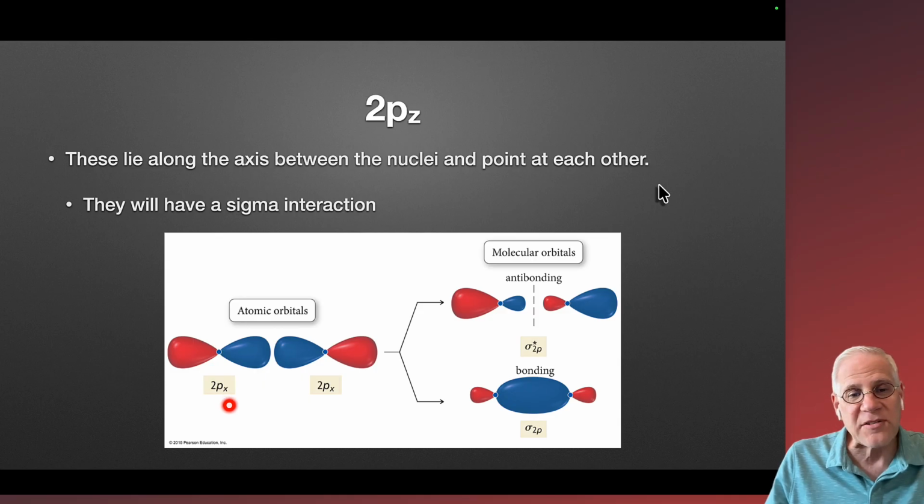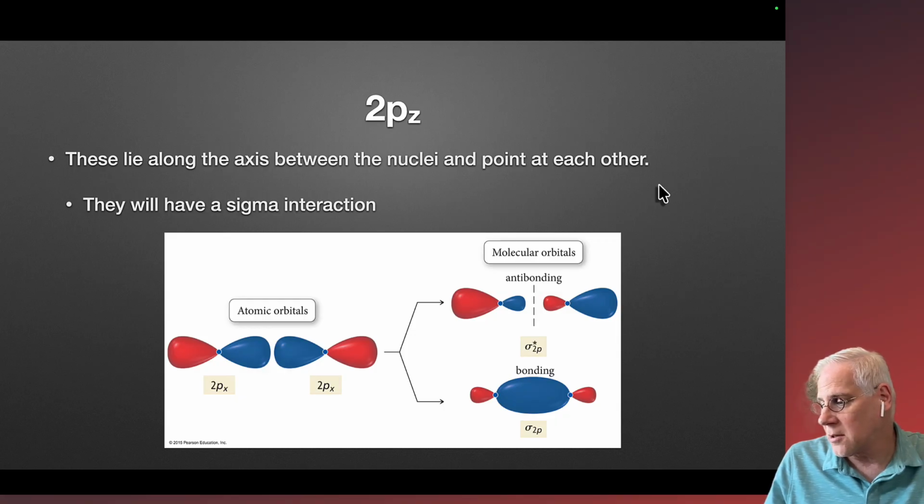So even though I know these slides say px, this is from a different book that did not follow the convention that the z-axis is always going to be along the axis of rotation. So imagine that these just say z. So we'd have a 2pz orbital here, a 2pz orbital here. They're going to point at each other. We're going to have an additive interaction and a subtractive interaction. So our additive interaction would be here, plus, and our subtractive interaction would be up here.